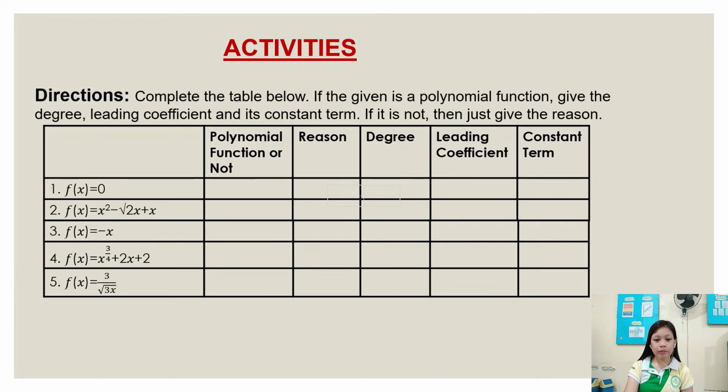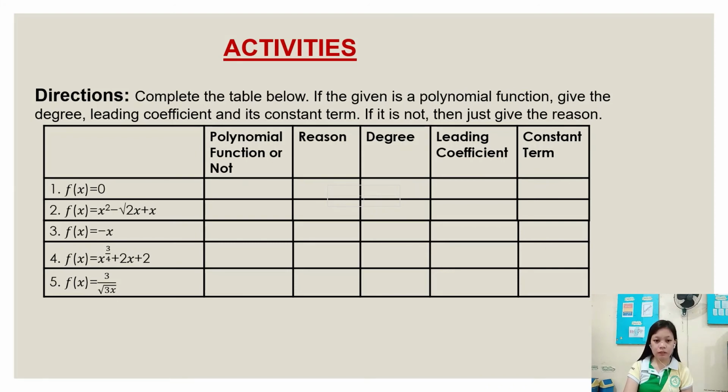So we have here an activity. Complete the table below. If the given is a polynomial function, give the degree, leading coefficient, and its constant term. If it is not, then just give the reason.